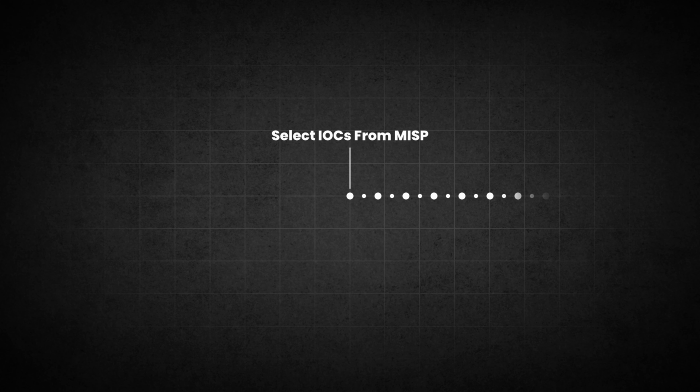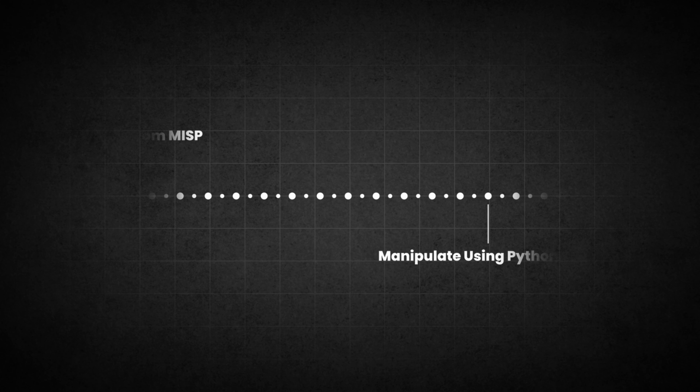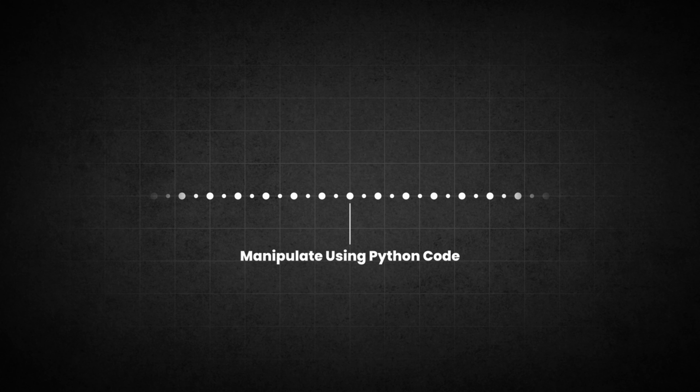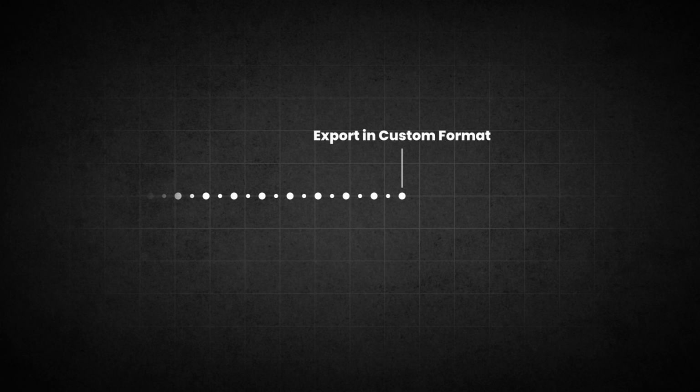The better way to export IOCs is through the powerful MISP API. This method lets you choose which IOCs you export, manipulate them using Python code, and adjust the format they are exported as, all programmatically. You can automate the entire process of pulling down IOCs and uploading them to your security solutions using the API.